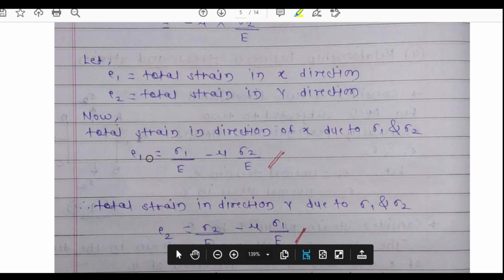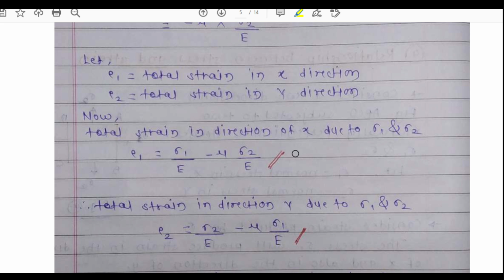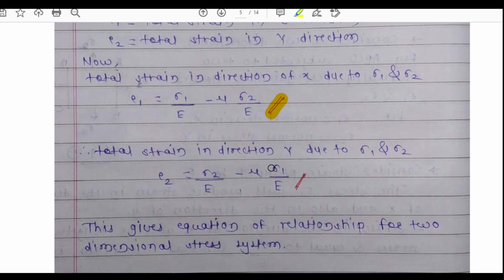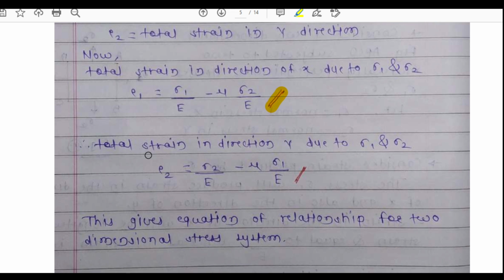So E1 equals sigma 1 upon E minus mu sigma 2 upon E. This is the formula for total strain in x direction, and total strain in y direction will be sigma 2 upon E minus mu into sigma 1 upon E. This equation gives the relationship for two-dimensional stress system.